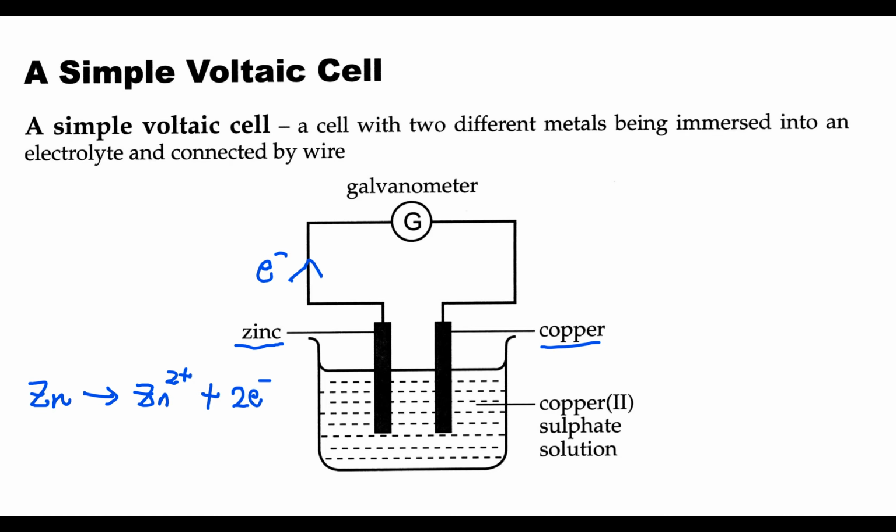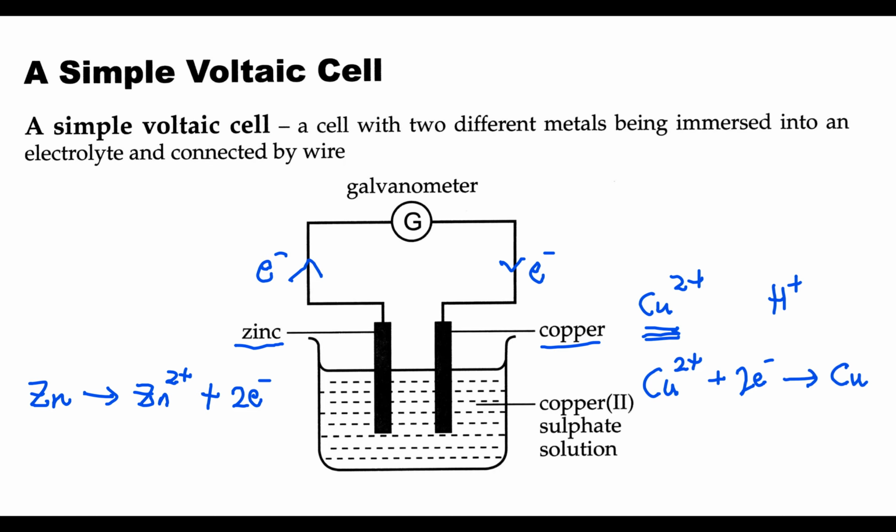On the other side, the electrons will be received by cations, and in this case, between the copper 2+ ions and the hydrogen ions, copper 2+ will be preferentially discharged because it is lower down the reactivity series. So the copper 2+ will receive those two electrons and return back to copper state.